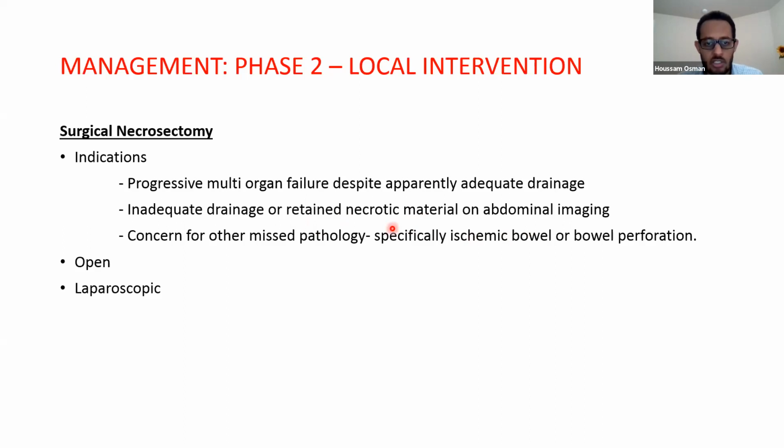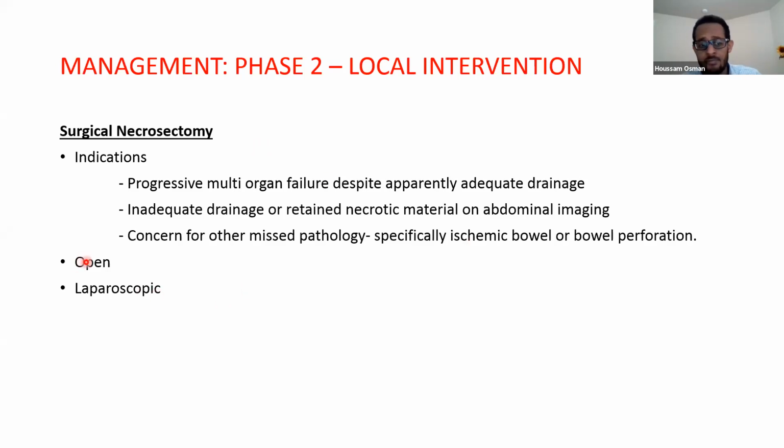You still start with a percutaneous drain, but in your mind, you have to know that this patient will likely need some form of surgical necrosectomy. Or if you have a concern of other missed pathology, meaning bowel ischemia or bowel perforation, that you think, okay, you treated this patient well, but the patient, again, is just getting worse, you will need to take him to surgery. And now we are in phase 2, which is after 4 weeks from presentation.